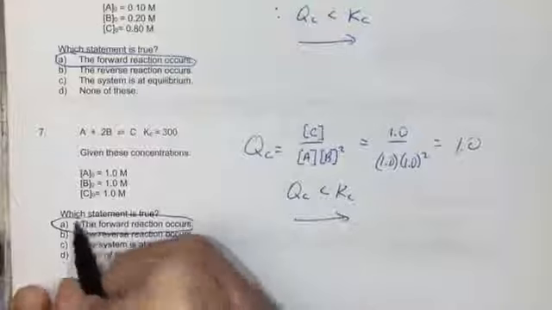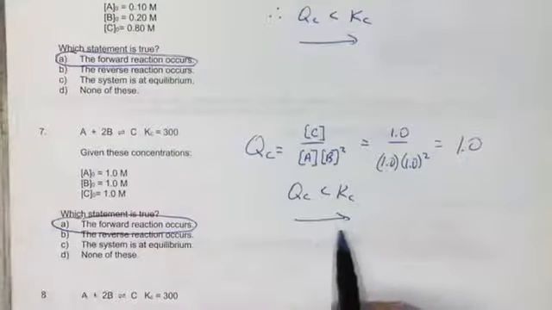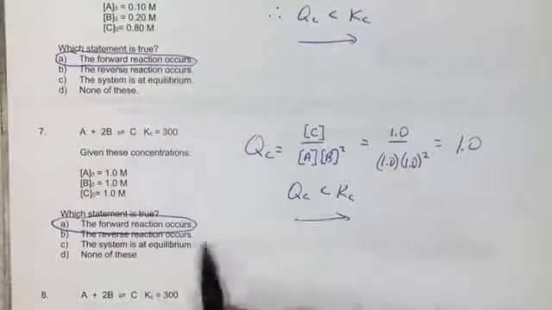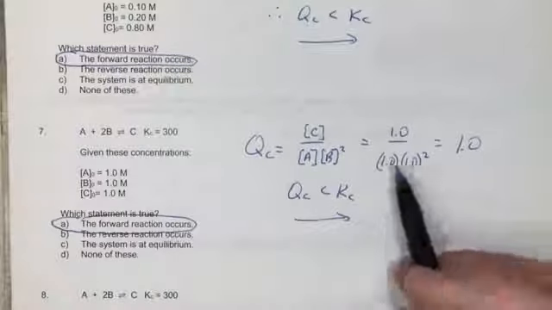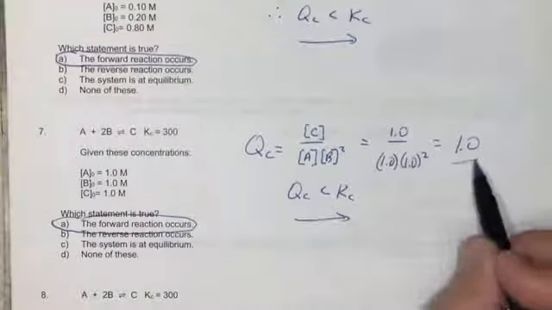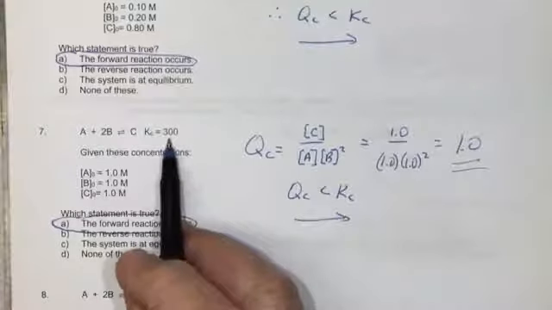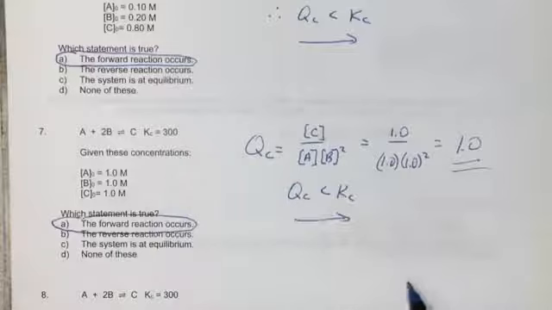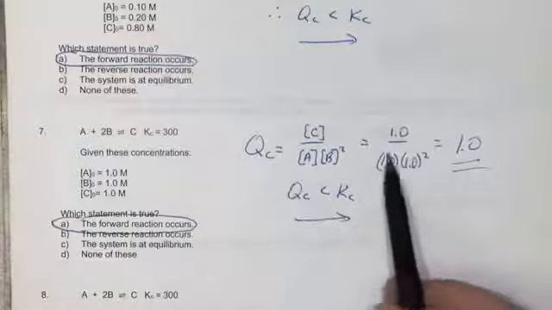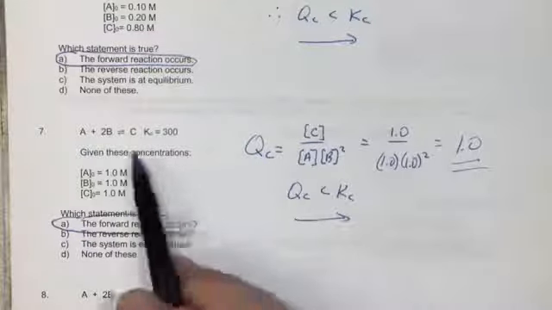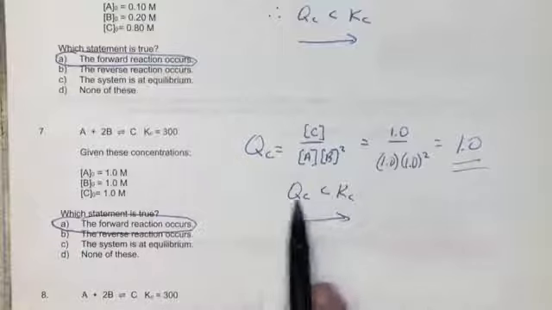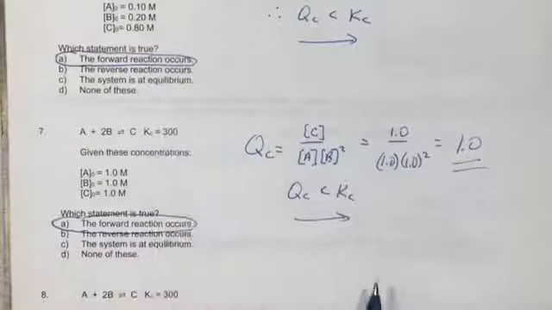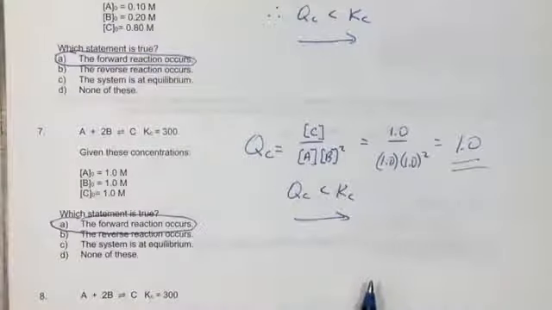This seems like a simple question, so why did I include this as an example? I included this because a lot of students, for some reason, assume that K must be 1. K is not 1. K is 300 in this case. K is hardly ever 1. I'm not aware of any reactions under normal conditions where K is equal to 1. In this case, Q is equal to 1. We have all these concentrations, but that's not K. K is 300, and 1 is less than 300. The reaction has to go in a forward direction.